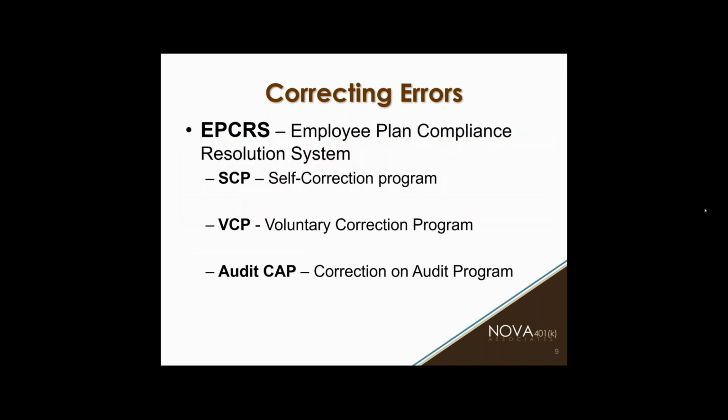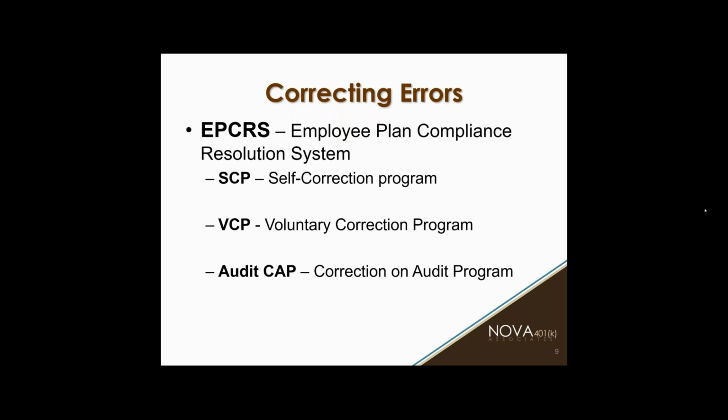Now, everything, as I said, can be fixed. There are several programs with the IRS available to correct errors. Some are self-correctable, meaning you don't have to have a formal filing that you submit to the IRS. Other errors are a little more serious, or maybe they're not standard corrections that have been identified by the IRS in their correction program, which might involve the voluntary compliance filing, which is a formal filing with the IRS and does have a filing fee associated with it.